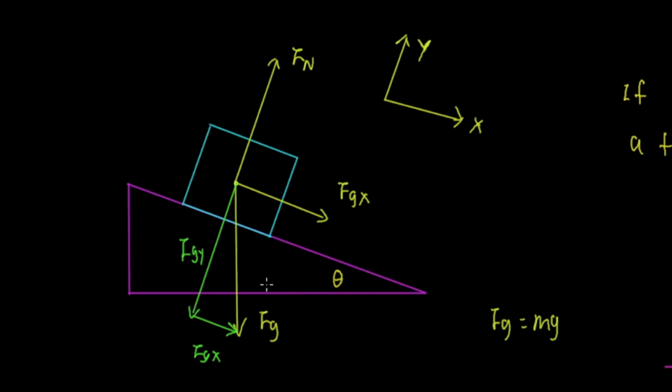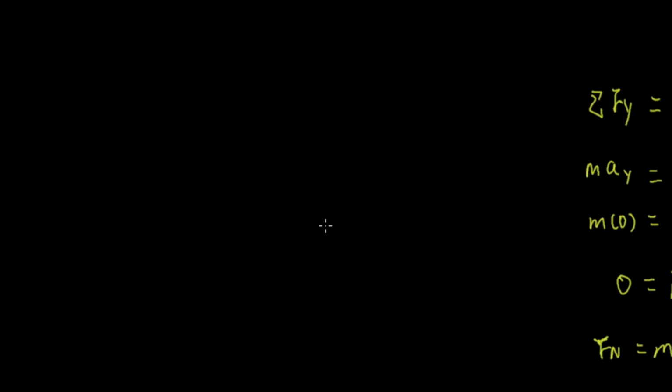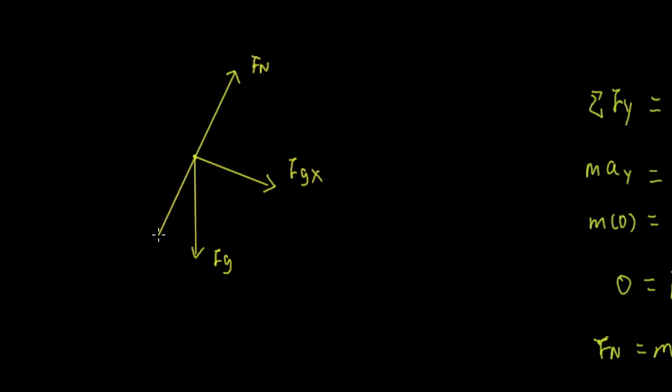Okay, let's draw just the vectors in a different picture here. So we have the force of gravity going downward, F sub g, and then the normal force, F sub n. And the force of gravity in the x direction, pulling the block downward, F sub gx. And of course, we already broke down the x and y components of the gravity force, like this. So this is F sub gy, F sub gx. Okay, so how do we calculate these two here?